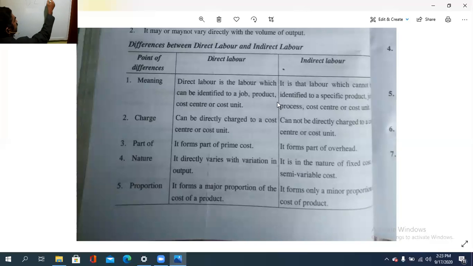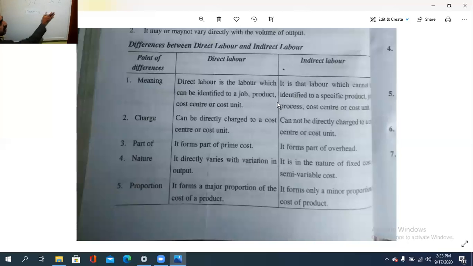Direct labor and indirect labor. First, in terms of meaning, direct labor is directly traceable to a product, a process, a work order or a contract, while indirect labor cannot be identified with a specific product, process, cost center or cost unit. So that is the difference based on meaning.